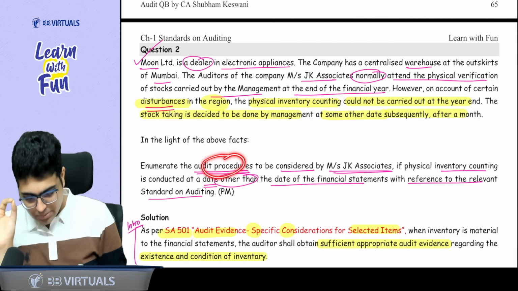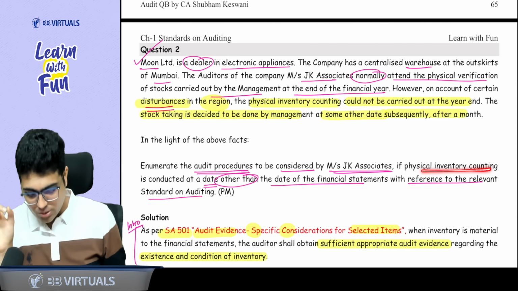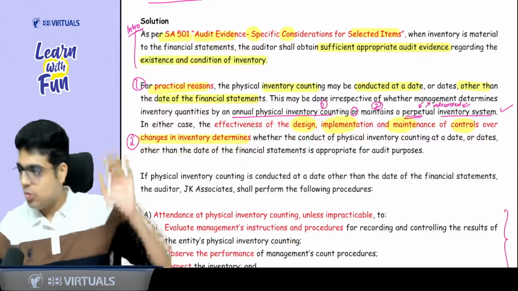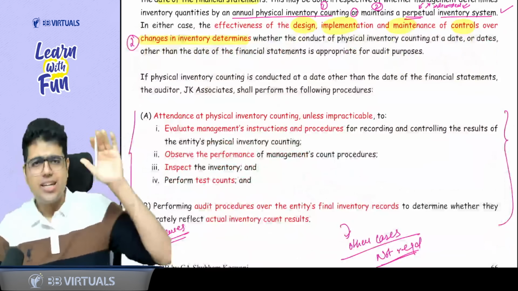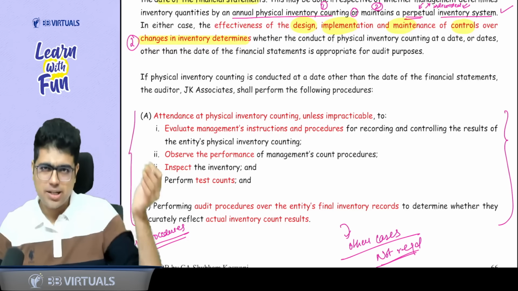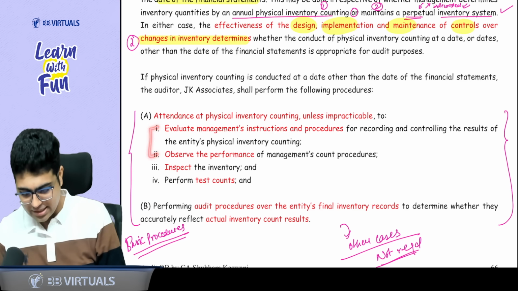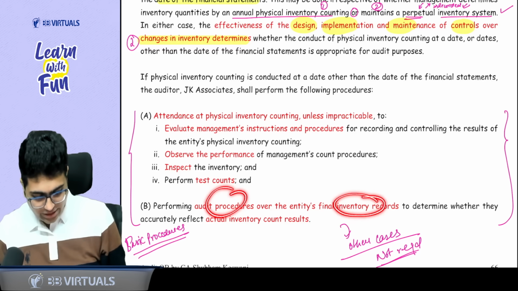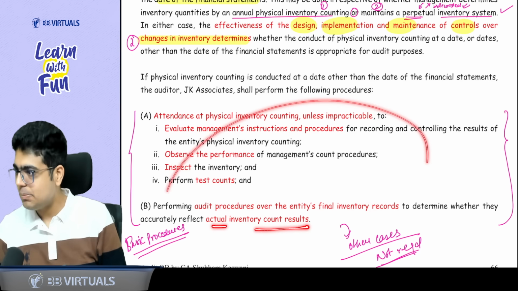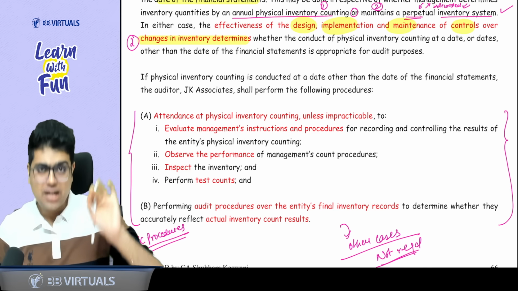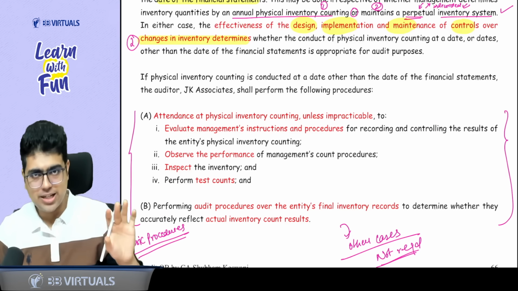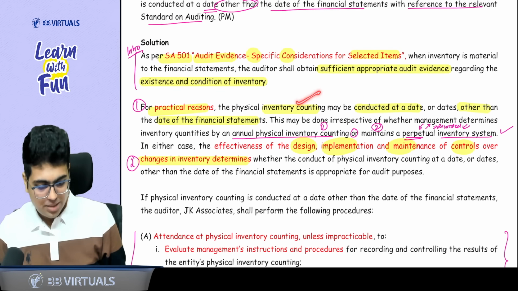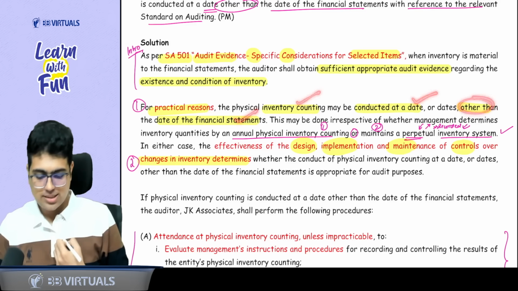So what procedures will be done by the auditor if the inventory count is done by the management at a date other than the date of financial statement? First of all, you will write the basic thing: attend the inventory count, unless impracticable. 2 procedures inside the cabin, 2 procedures outside the cabin. Then perform the procedures over the inventory records that they reflect actual inventory count results. So the basic procedures will come in this case. Okay, sir. Apart from this case, you don't need to write the basic procedures every time. Apart from this, you write that for practical reasons, inventory count can be done at a date other than date of financial statement.